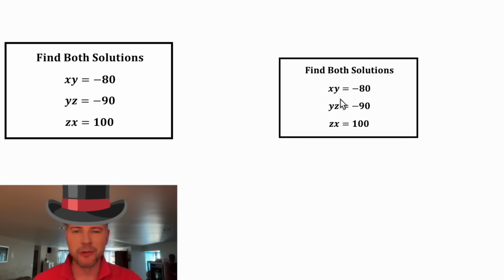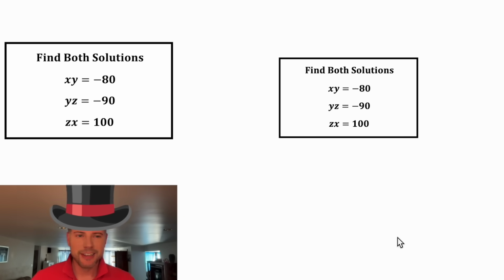Hey guys, this looks like a fun one. We're given xy equals negative 80, yz equals negative 90, and zx equals 100. And it wants us to find both solutions. If you want to try it on your own, pause it right now, because I'm going to solve it in 3, 2, 1.